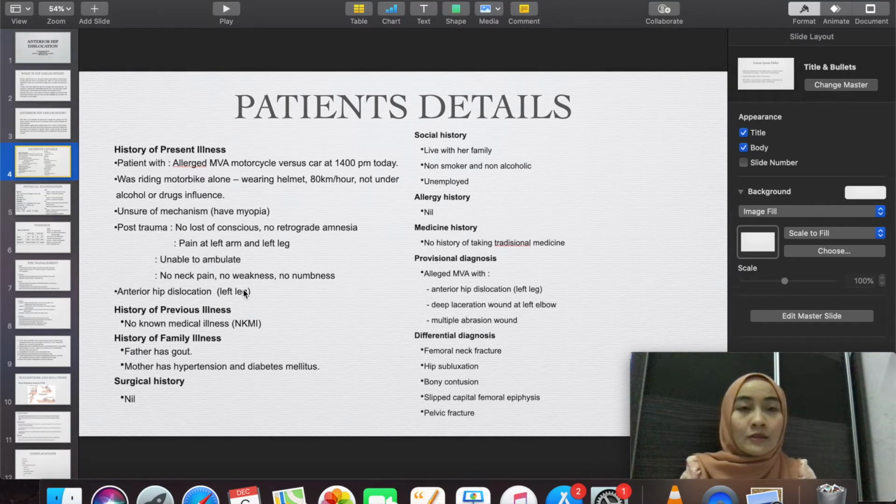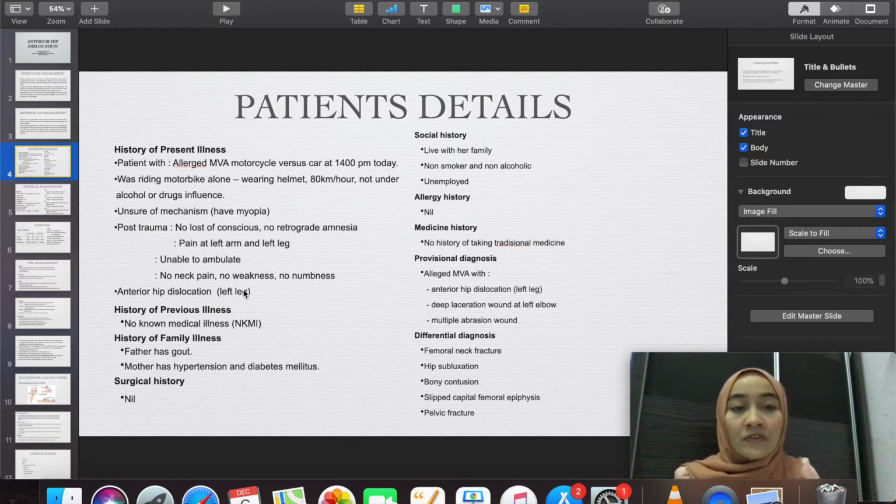There is one patient I attended during my clinical posting for pre-hospital care at Hospital Sultanah Bahiyah, Alor Setar. Patient with alleged MVA, motorcycle versus car. Patient was riding a motorcycle alone, wearing helmet, not under alcohol or drug influence, unsure of mechanism. For post-trauma, patient had no loss of consciousness, no retrograde amnesia, complaint of left arm and leg pain, no neck pain, no weakness and no numbness.